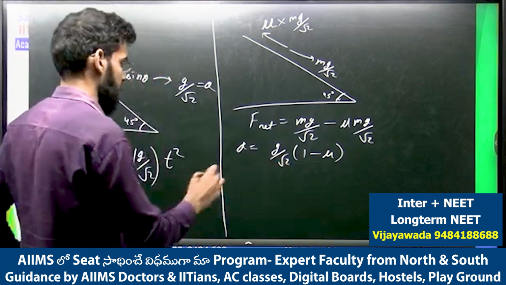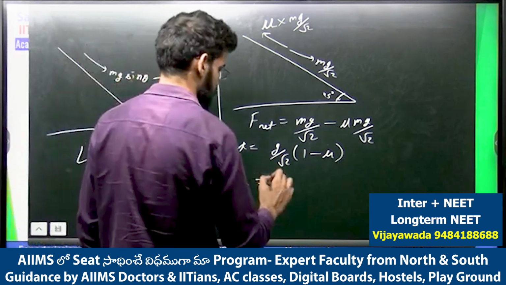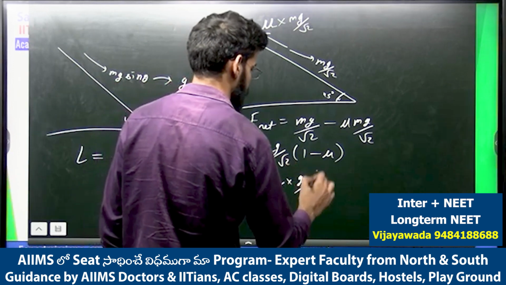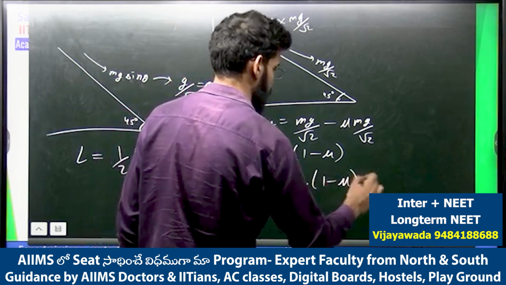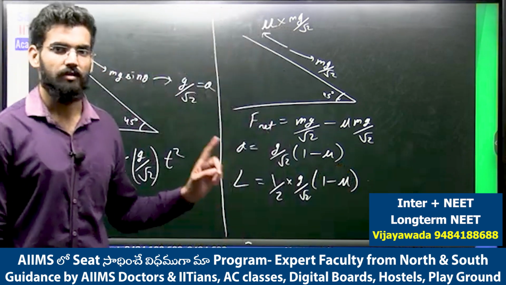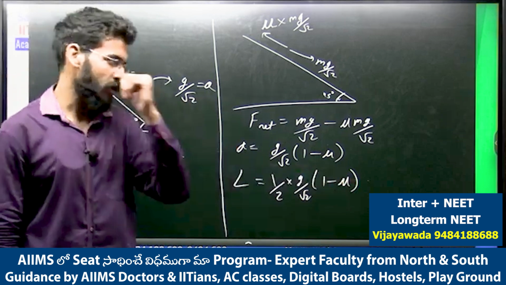Now you can write down the length, same as distance you have to travel. S is equal to ut plus half acceleration. Acceleration how much? G by root 2 into 1 minus mu, into t square. Now time he is saying is twice the time. Here it was taking t, here it was taking 2t. That you have to understand.